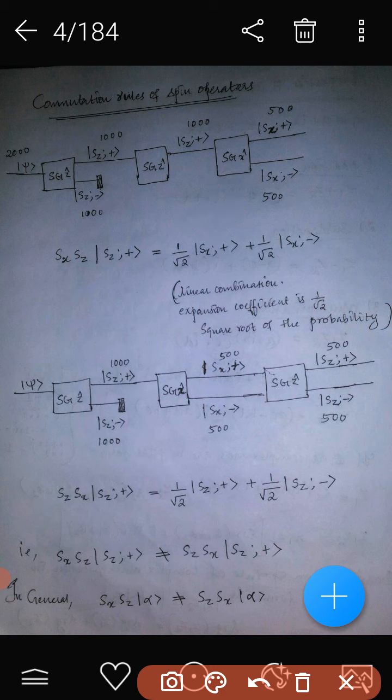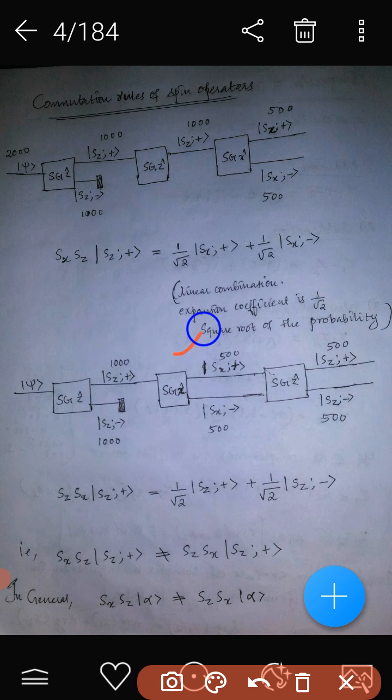Now the second case. In the first case, the two measurements: first, Sz is acting on the ket, next, Sx is acting on the ket. And we can consider the second scenario. Here again Sz plus is the initial state, and first we are measuring Sx. Earlier, first we measured the Z component of the spin, second the X component of the spin. Here the first measurement is the X component of the spin, and the second measurement is the Z component of the spin.